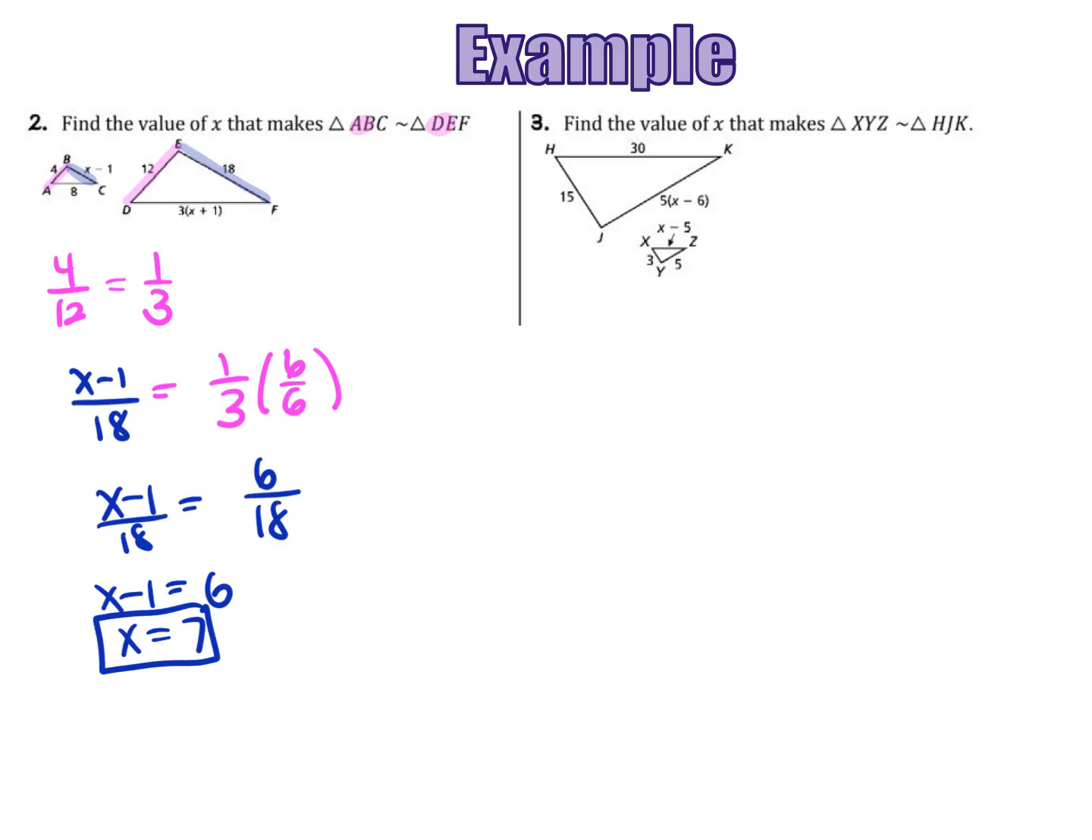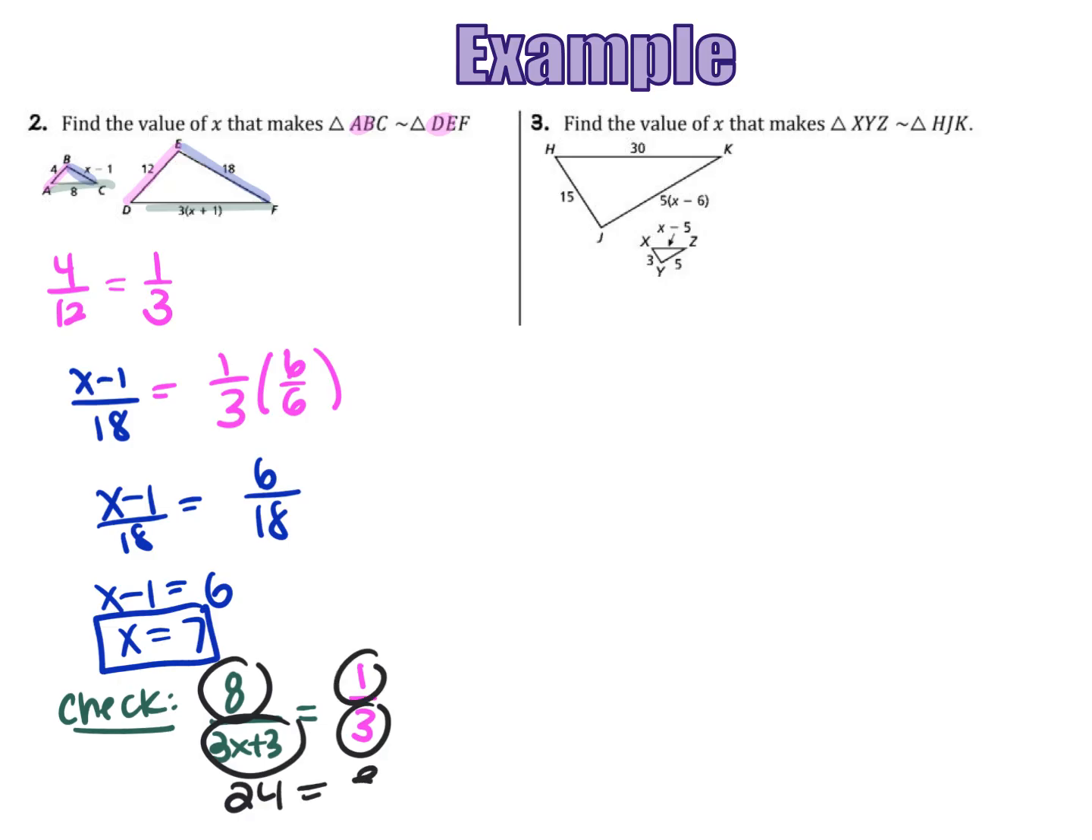I can check that that also works by using the third side of the triangle. So I'm going to just do a little check here. I'm going to set up that proportion in case you used that one. So this would be 8 over, and I'm going to go ahead and distribute, 3x plus 3 should equal 1/3. And this time I'm going to go ahead and cross multiply just so that you're seeing different ways to solve here. That's going to give me 21 equals 3x, which means that x equals 7, which is what I found. So if x equals 7, these two triangles are similar.